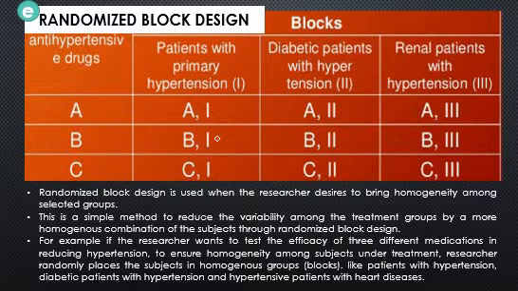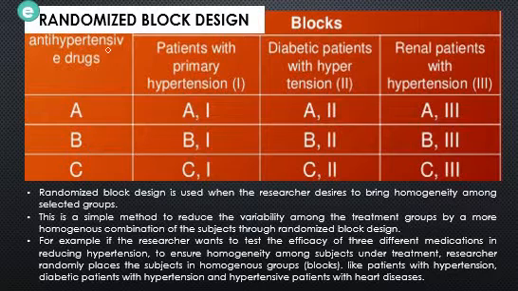The simple method to reduce the variability among the treatment groups is by a more homogeneous combination of the subjects through randomized block design. If the researcher wants to test the efficacy of 3 different medications in reducing hypertension, to ensure homogeneity among the subjects under treatment, the researcher randomly places the subjects in homogeneous groups, that is blocks.